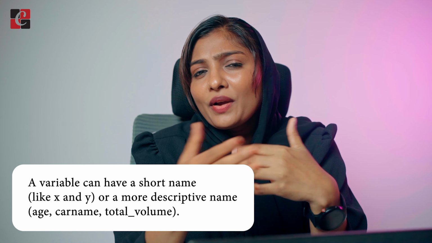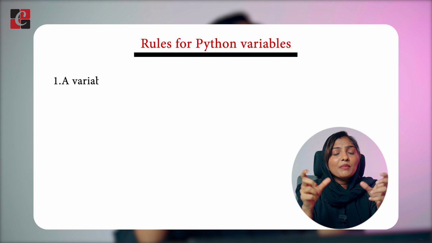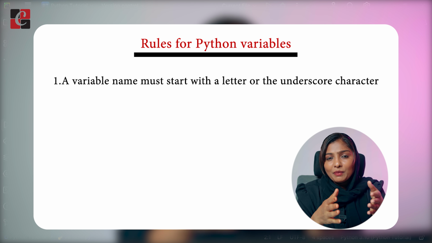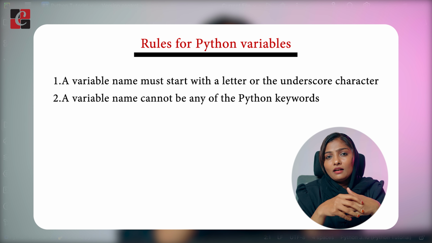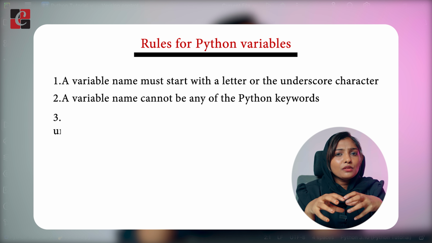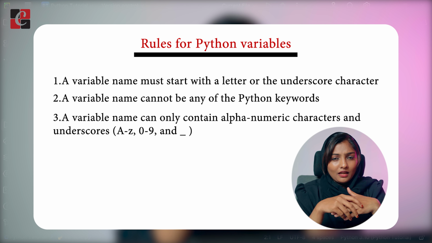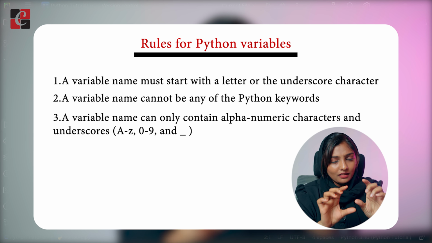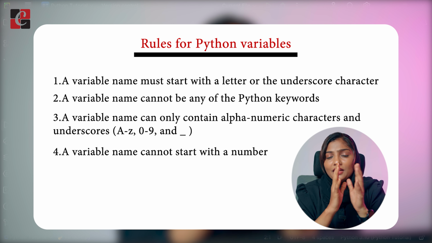But while naming a variable, we have to follow certain rules, which means a variable name can only start with a character like an alphabet or underscore. It cannot start with a keyword that is given in Python. We can only use alphanumeric characters while writing a variable. We cannot use any special symbols or white space while writing the variables. And a variable name should not start with numbers.